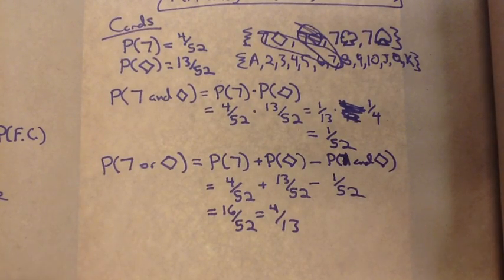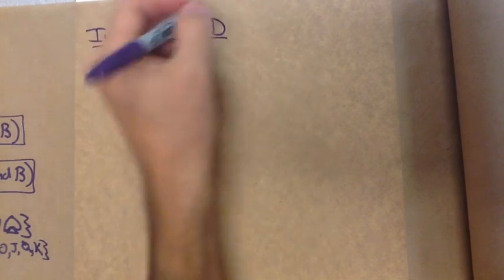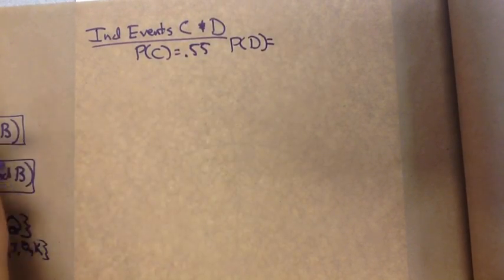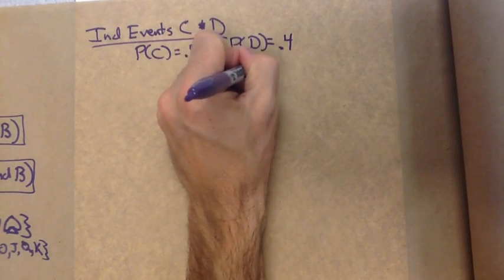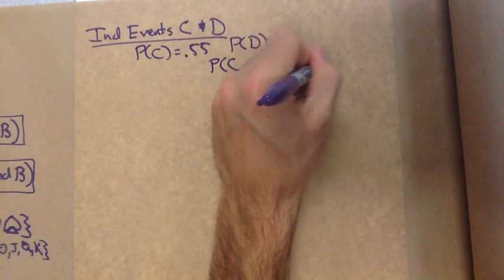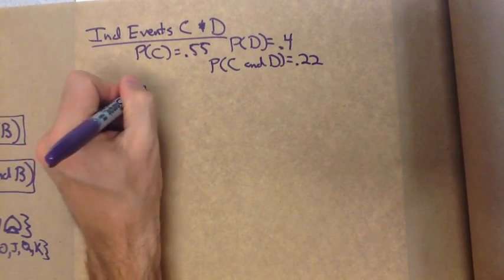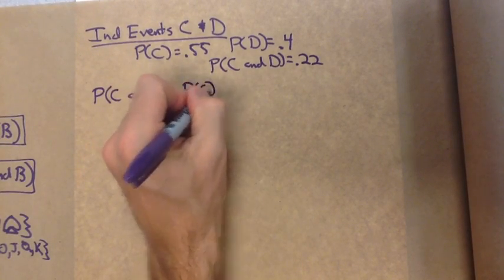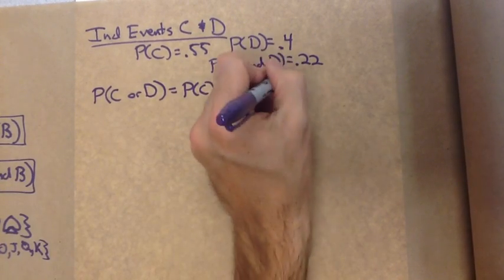Now, let's say I have a couple others with independent events. Independent events C and D, where I know the probability of C is 0.55, the probability of D is 0.4, and the probability of C and D is 0.22. So I'm going to first figure out the probability that C or D occurs. So here it's going to be the probability of C plus the probability of D minus the overlap, because that's what we get from our addition rule.